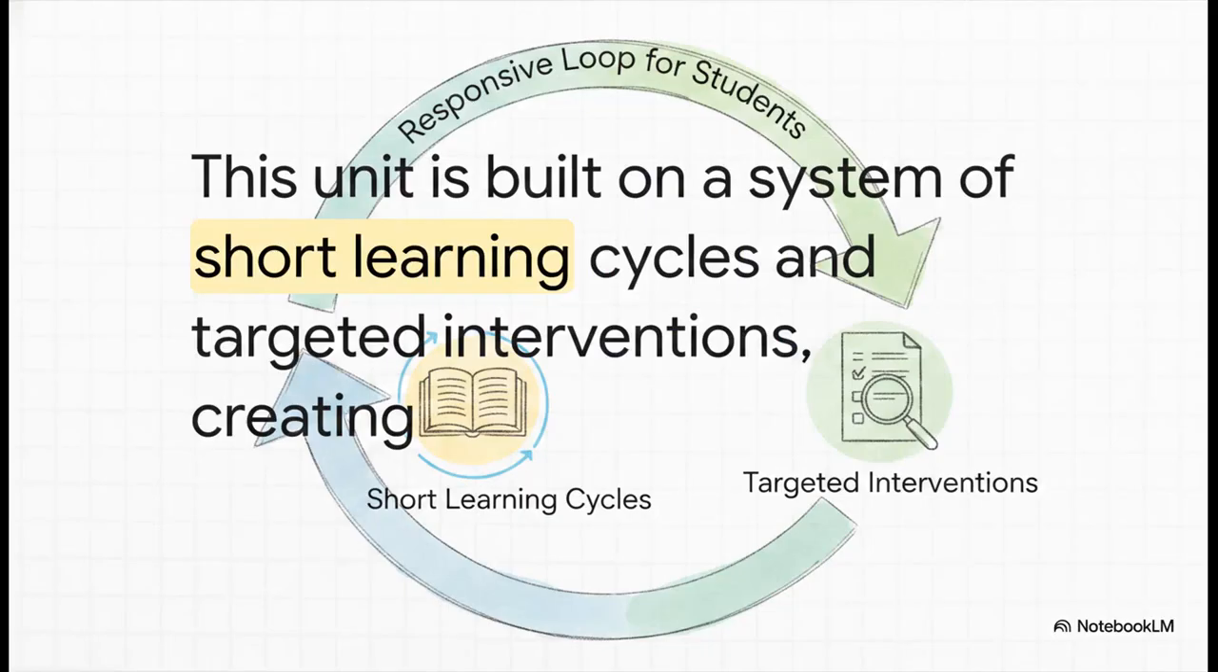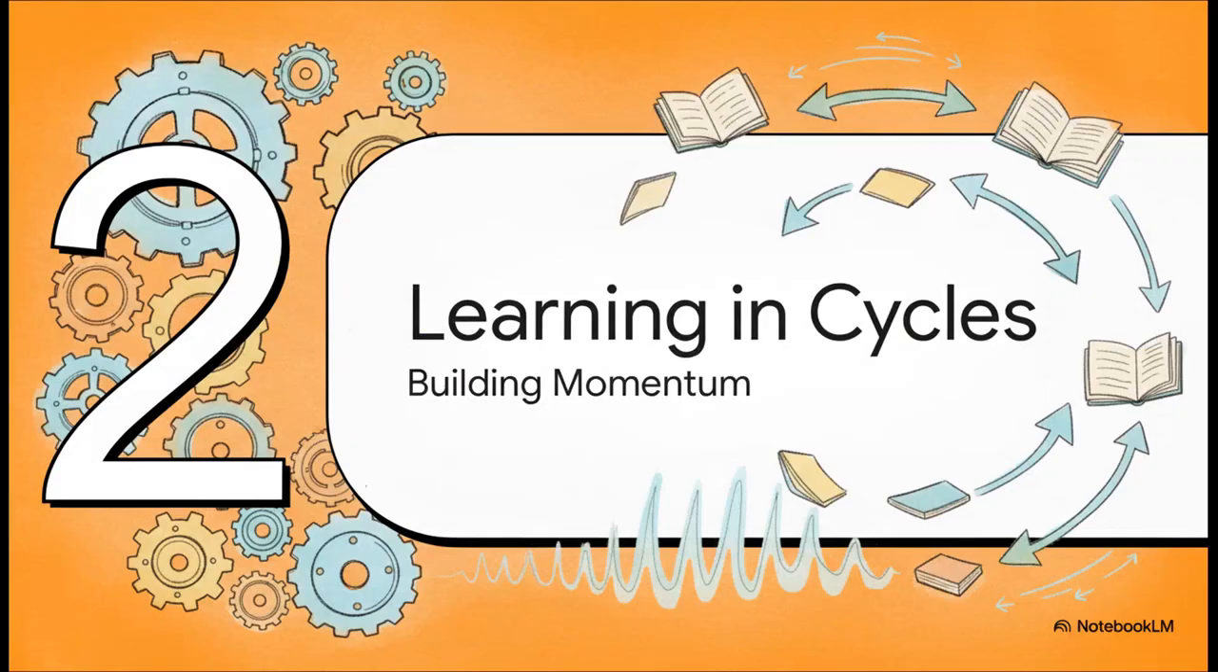Really, the whole approach boils down to two simple but really powerful ideas. First, breaking up the learning into these short, repeatable cycles. And second, using the info you get from those cycles to give students targeted support right when they need it most. So let's break down how that actually works. Let's talk about these learning cycles first. Instead of that one long, month-long slog towards a final test, this unit breaks the novel down into this really manageable rhythm. It's a repeating cycle that's all about building momentum and real comprehension.